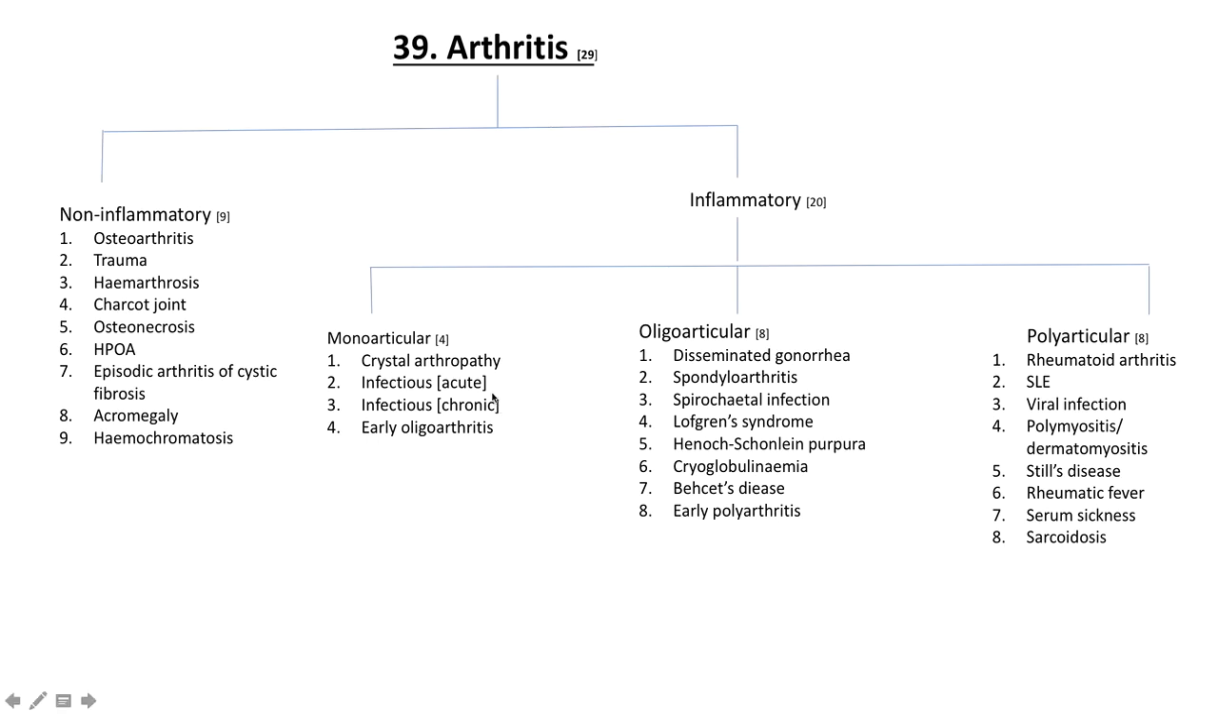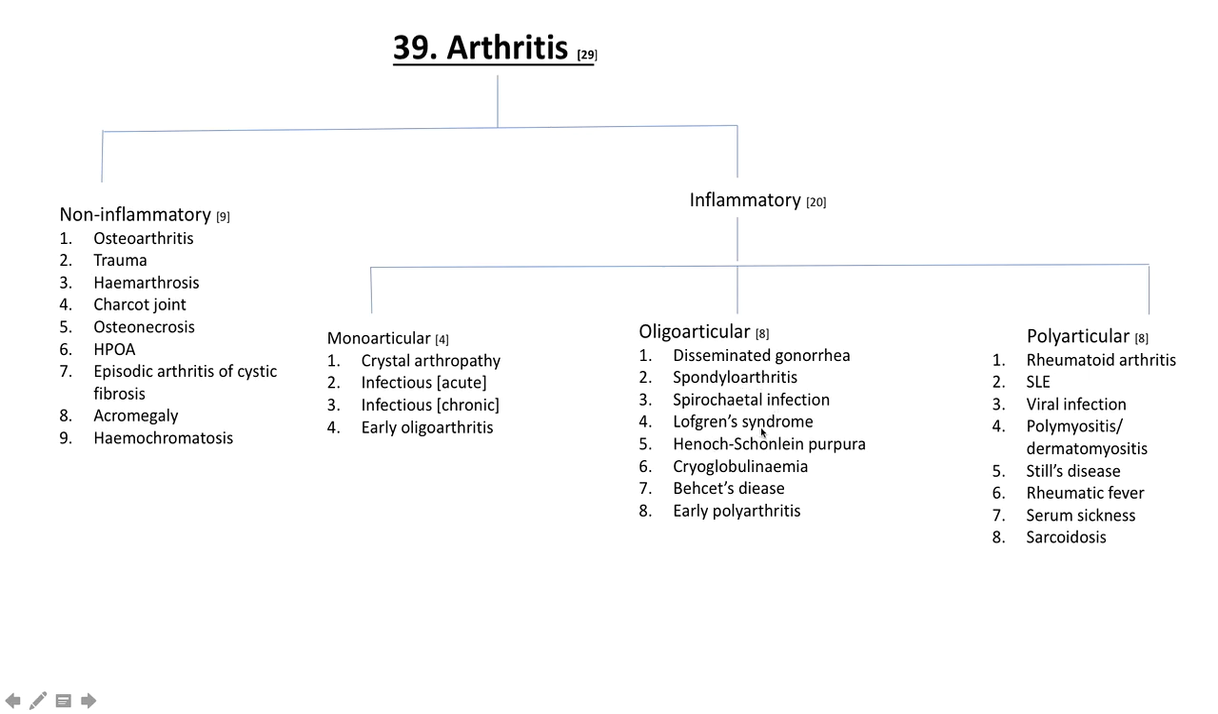Infectious acute, the classic example there is gonococcal monoarthritis. Then you get chronic infectious monoarticular, classic example being TB. Or monoarticular arthritis can simply be the first manifestation of early oligoarthritis. So we're going over to oligoarticular causes. Once again, disseminated gonorrhea is there. Seronegative spondyloarthropathies, where we're speaking to psoriatic, enteropathic, which is IBD associated, ankylosing spondylitis, and reactive arthritis, right? You know those things right there.